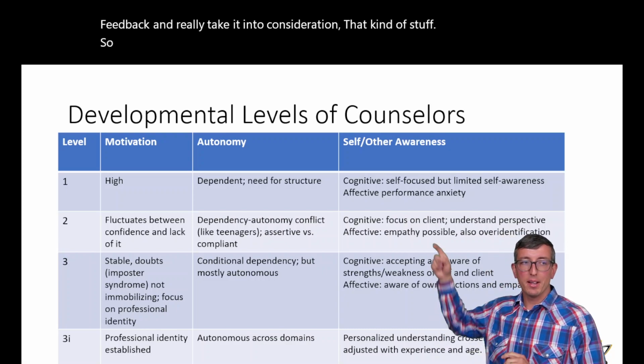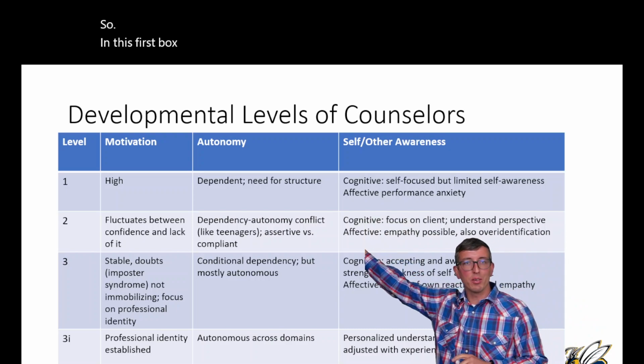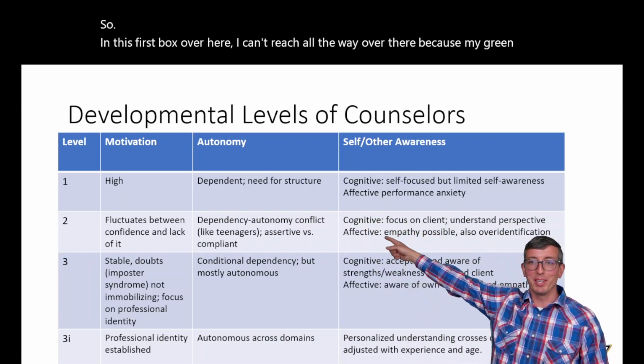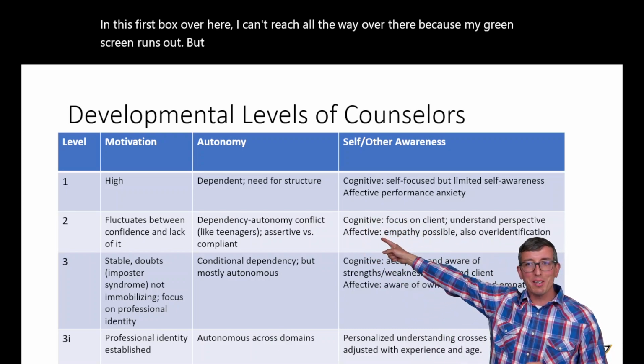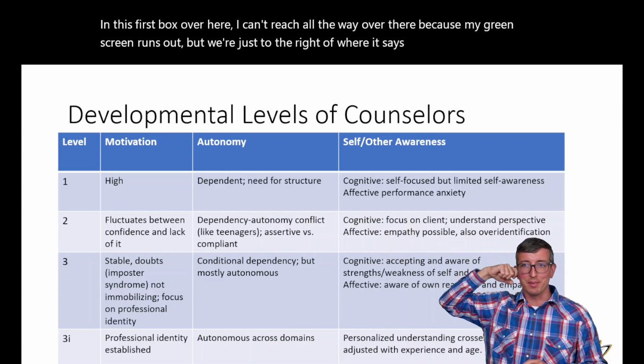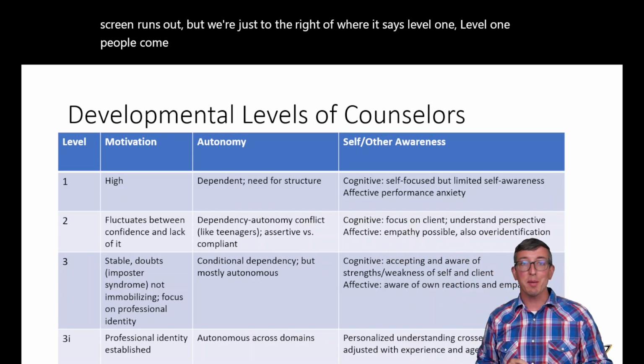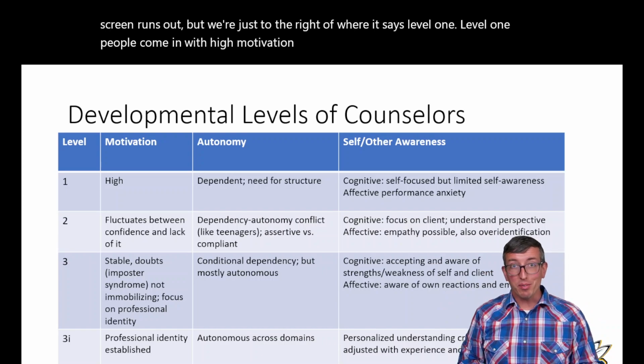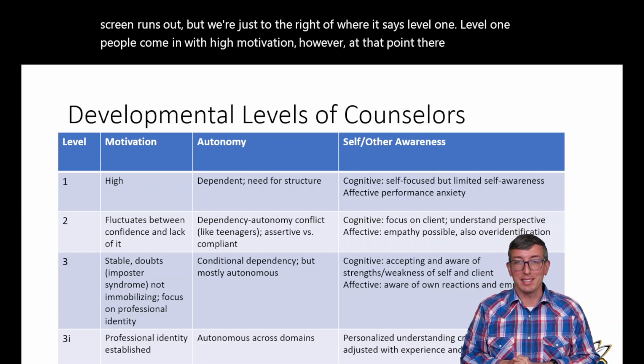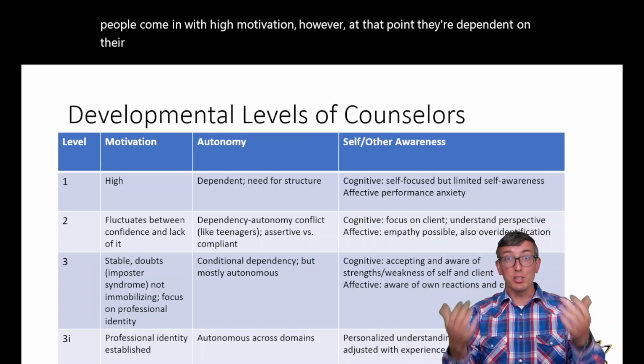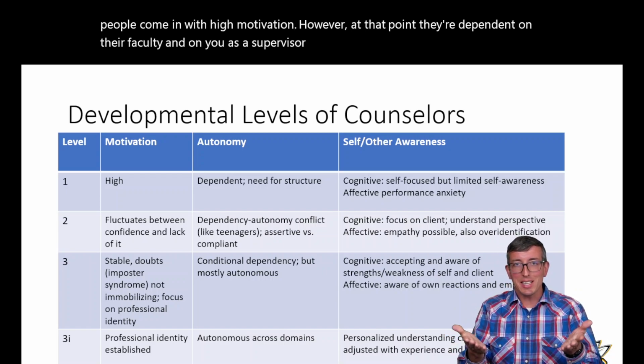So in this first box over here, I can't reach all the way over there because my green screen runs out, but just to the right of where it says level 1. Level 1, people come in with high motivation. However, at that point, they're dependent on their faculty and on you as a supervisor, and they need that structure.